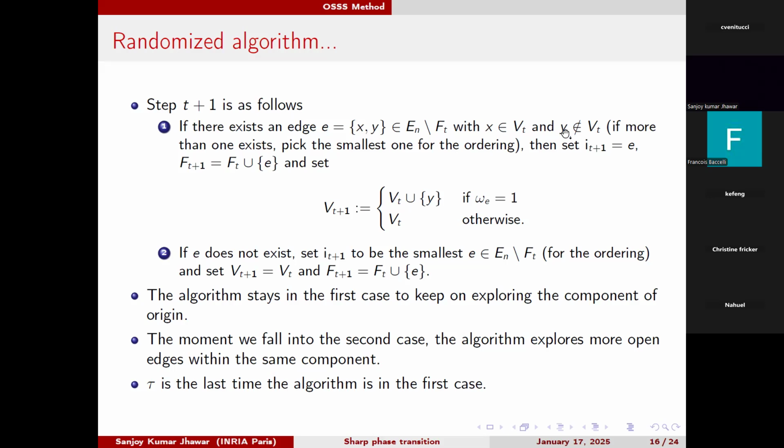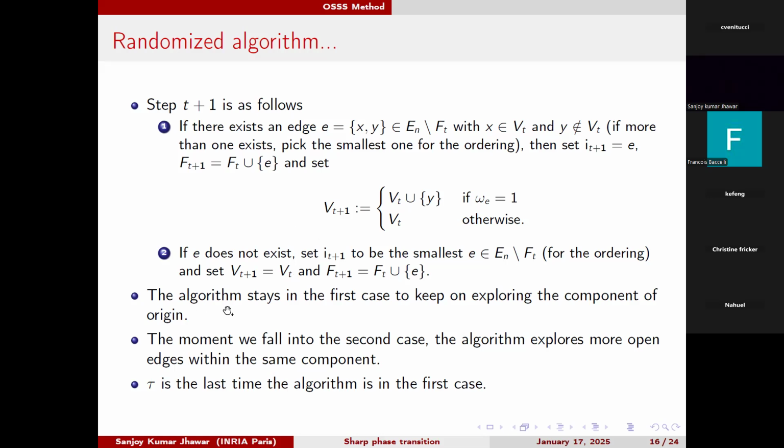Let's say you stumble upon an edge where both endpoints are already explored. Then you include that edge, but you don't see any new vertex. So you don't update your set of vertices, but you update your set of edges. This is our actual algorithm, where you keep on exploring the connected component that intersects the boundary of the smaller box lambda k.